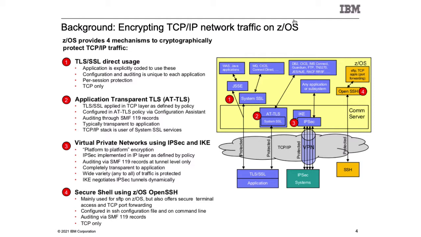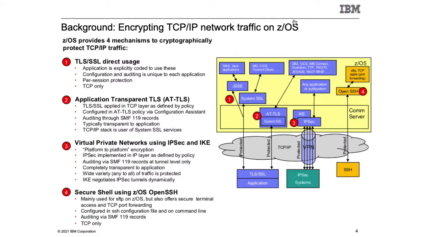The second path on the chart, and one that we in Communication Server are particularly fond of, is Application Transparent TLS, or AT-TLS. And this is a mechanism we provided well over a decade ago that basically provides a wrapper around System SSL within our stack. With AT-TLS, we invoke the System SSL APIs on behalf of the application.